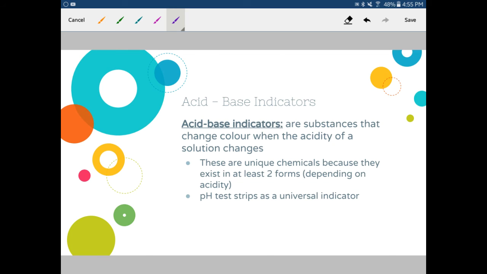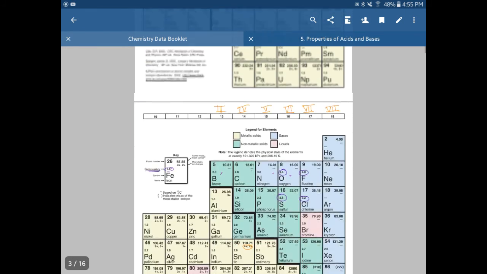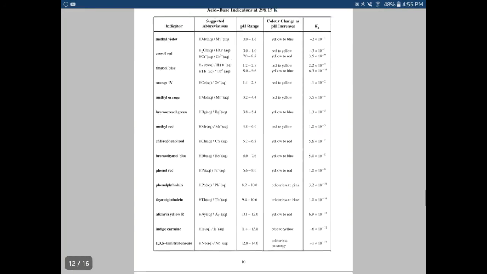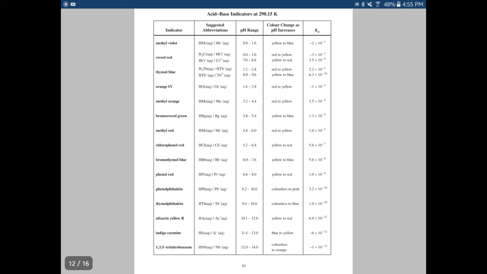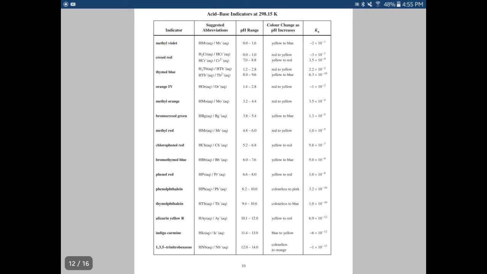Now, pH test strips are also a universal indicator, and that's what that red cabbage is. It's a universal indicator. But we have other specific indicators that you can take a look at in your chemistry data booklet. So let's scroll through some pages here in your chemistry data booklet. It's towards the end of your booklet. I can't remember exactly what page it's on. Oh, here we go. So here's your acid-base indicators, and here's a list of several acid-base indicators that you may have in your lab. Essentially, what you see here is the type of indicator, and the pH range where that indicator will change color.